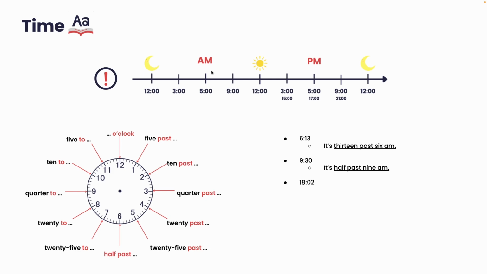The next example, look at here. It's 18. We never say in English that it's 18. What do we say? We say 6. And the minutes, it's 2 past 6 p.m. Okay, so this is the late afternoon, 2 past 6 p.m.